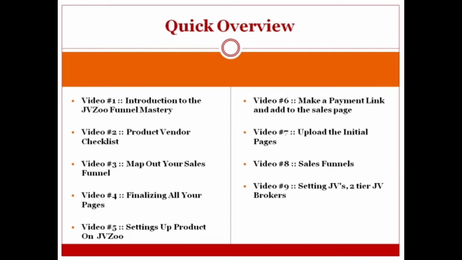Video number 9, we're going to talk about setting up JVs, profit sharing, and tier 2 or two-tier JV brokers. In other words, JVzoo has been set up in a way where if you have 2 or 3 partners, or even just 2 people running a business together, at the point of sale, JVzoo is an amazing system because, let's say, somebody goes and buys your $10 product.